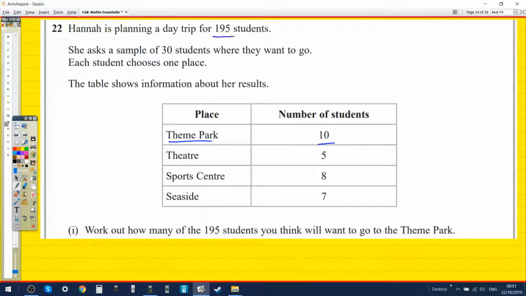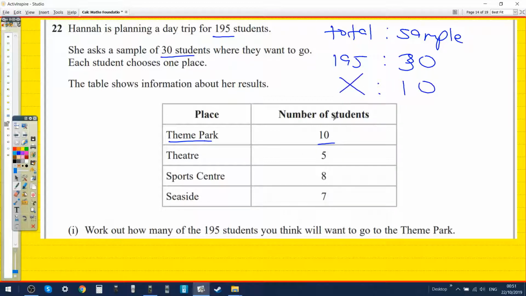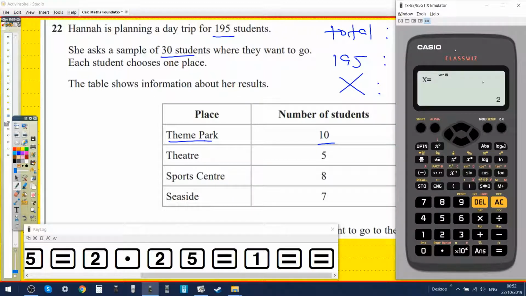So you have 195 students altogether and 30 in the sample. There is 10 in the sample. Oh, that is tricky. So I will write down like this. I cannot even remember this. Total is first, sample is second. So 195 go there, 30 go there. That will help me. 10 is the sample one, so that goes there. So this is the X. So it's exactly the same thing again.